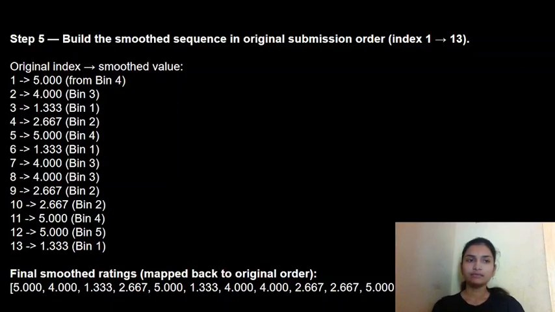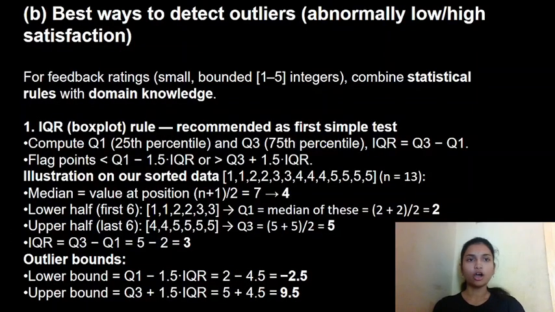So in step 5, what we are doing is that on the left side we are writing the original index and on the right side we are writing the smooth value that we have calculated before. Here we are writing the final smooth rating in that list. Now we will find the best way to detect outliers.